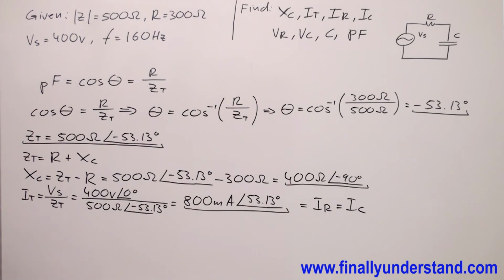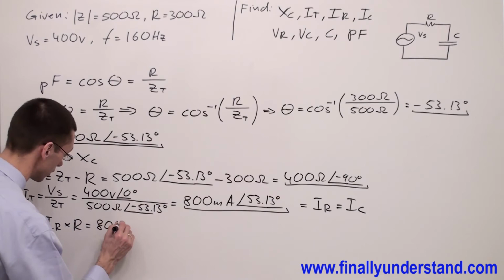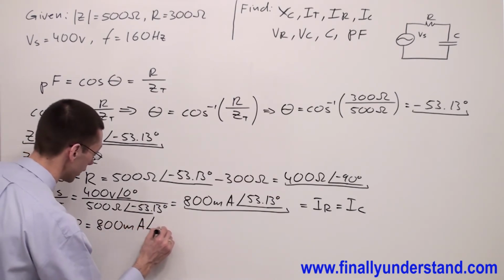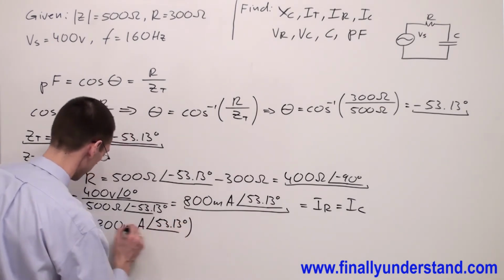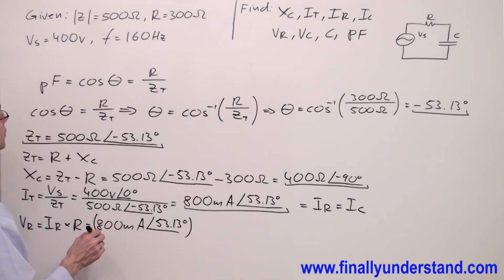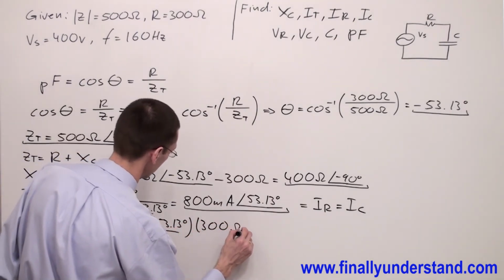In order to find voltage across the resistor, I'm going to use Ohm's law and simply remember that voltage across the resistor is equal to the current which goes through the resistor times the resistance, where current which goes through the resistor is equal to 800 milliamps and angle of 53.13 degrees, times the resistance, which is equal to 300 ohms.